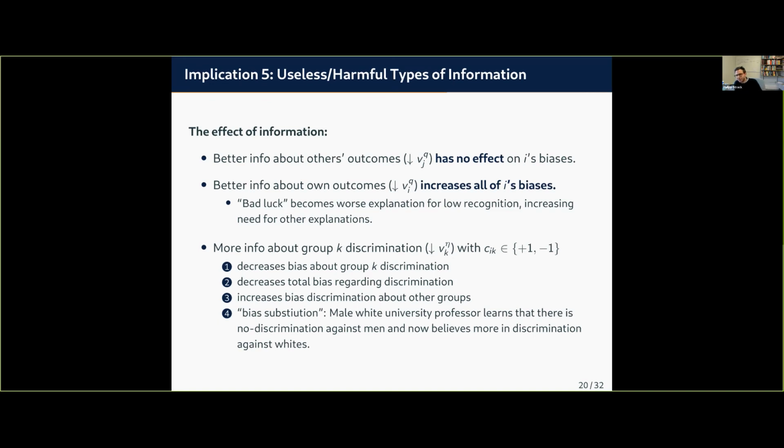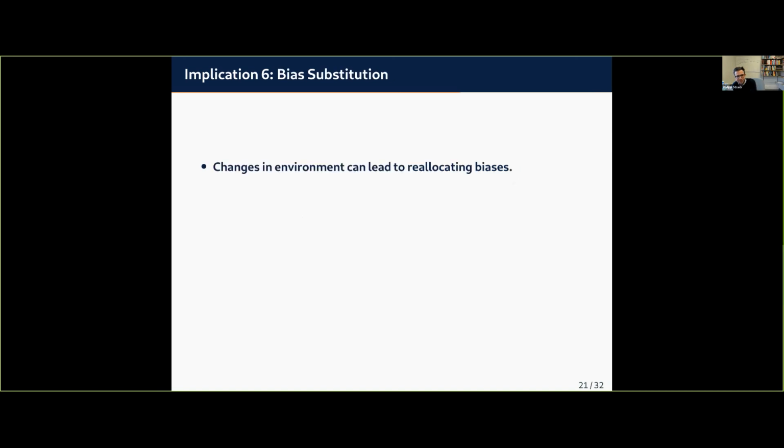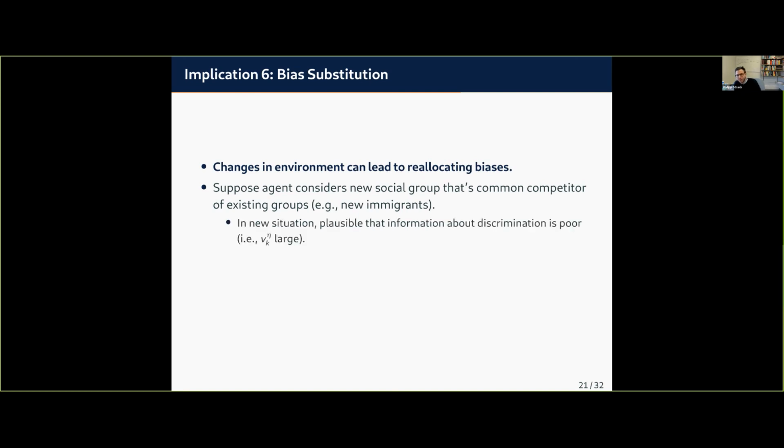So informational interventions are kind of redistributing biases in this model, and it makes a prediction about why these interventions might not be so efficient. Also, changes in the environment can lead to this type of reallocation of biases. For example, suppose a new social group arrives that's commonly competing with all existing groups, let's say a new inflow of immigrants. And we know very little about this group because they are just new to society and we don't know a lot about their ability.